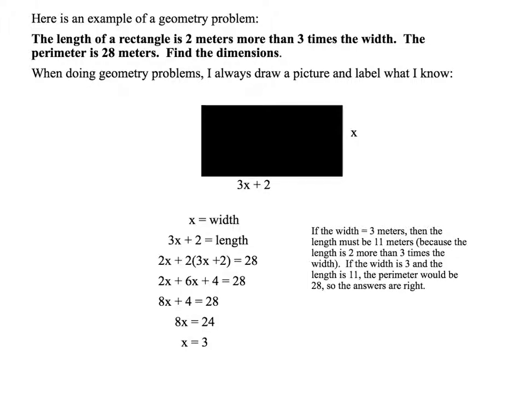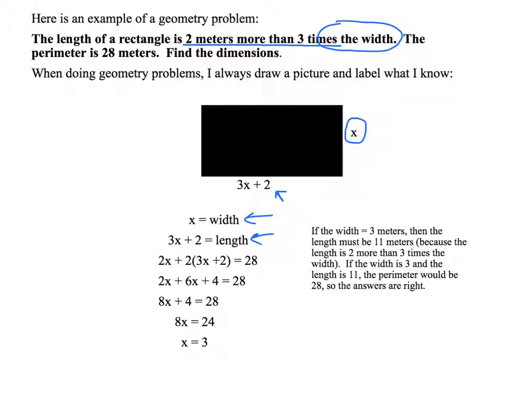So it says in this particular problem that the length of the rectangle is 2 meters more than 3 times the width. Because of that, I would probably let the width equal x, and you can see that I have done that in the drawing. It does say that the length of the rectangle is 2 meters more than 3 times the width. So if that's the case, here's the labeling part for my length. The length is 3x plus 2.